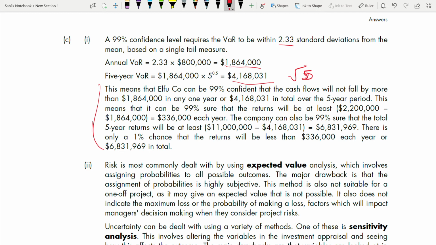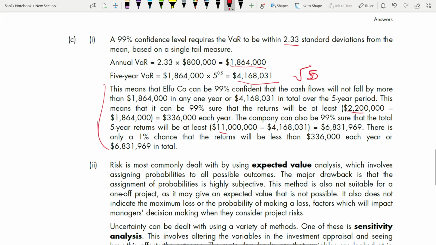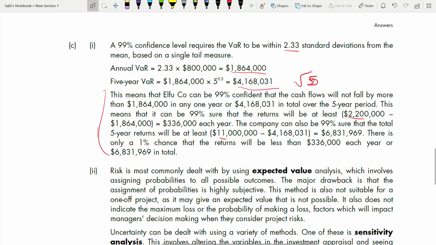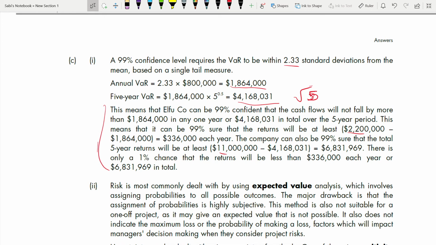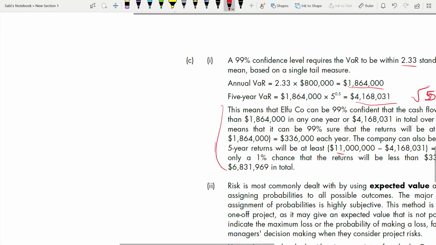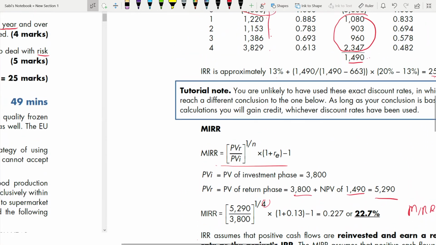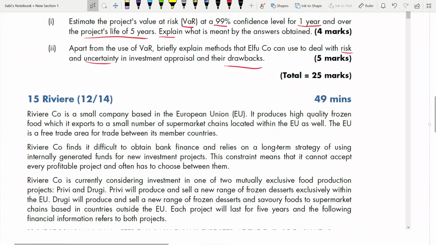So we have to see what this 2.2 and this 11 million are, right? So this 11 million is basically the 2.2 into 5. So where did we get that 2.2 from? We need to go up.